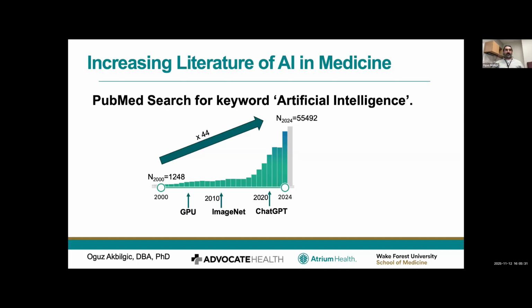But then, of course, ChatGPT a couple of years back caused, I guess, the biggest revelation that, okay, now we are ready to integrate AI in medicine as well. And this is reflected in the trajectories.